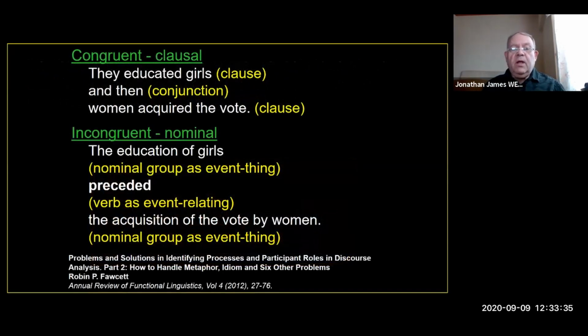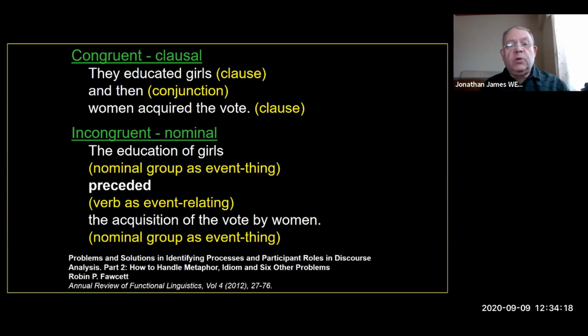What has happened in the language is something that we've observed, going from the congruent. And what is the congruent? We said that's where we talk in terms of processes, right? So, they educated girls. What's the process? Educated. And the participants, they are the initiator, girls are the affected. That is saying it as a clause. What is a clause? A clause contains a process. It is the one obligatory element of a clause, the process.